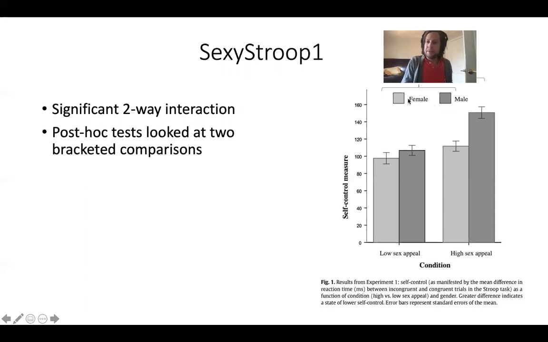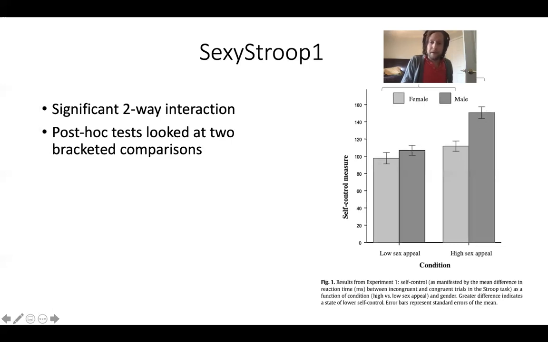But at least in this study, when you took the women participants and they looked at sexy pictures of men, they showed a significant Stroop effect, but it was significantly smaller than the Stroop interference effects that the men found. There's a big difference between the bars here. Men in this high sex appeal condition, men looking at sexy women, showed a lot of Stroop interference compared to women looking at the sexy men right there.